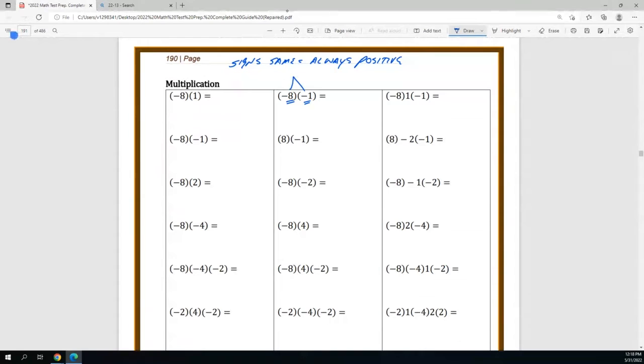Well, are those signs the same? And you'd say, yeah. So my answer is always a positive, so that's +8. Okay. Now, if the signs are different, then my answer is always negative. A -8 times a +1 is a -8.